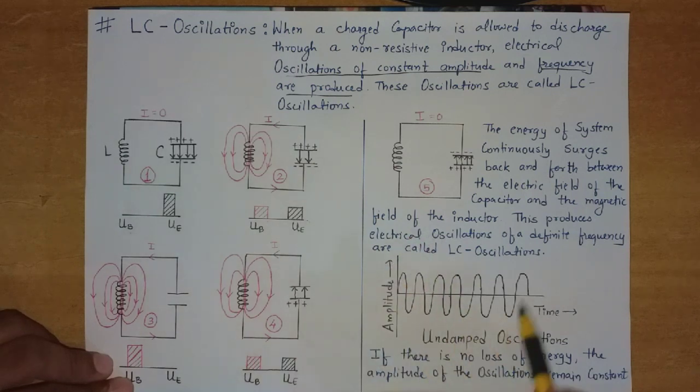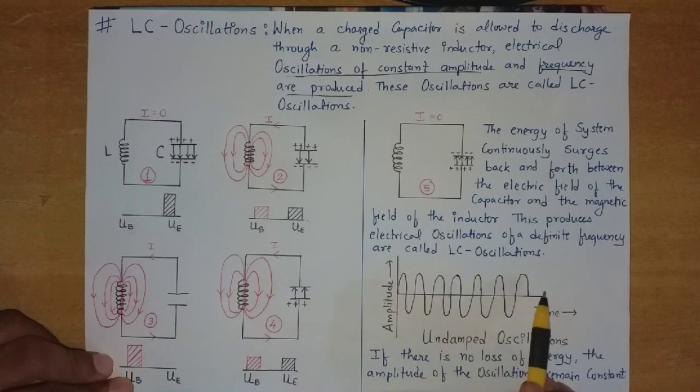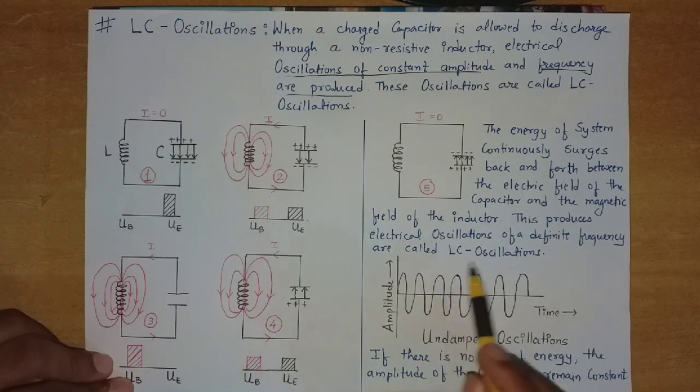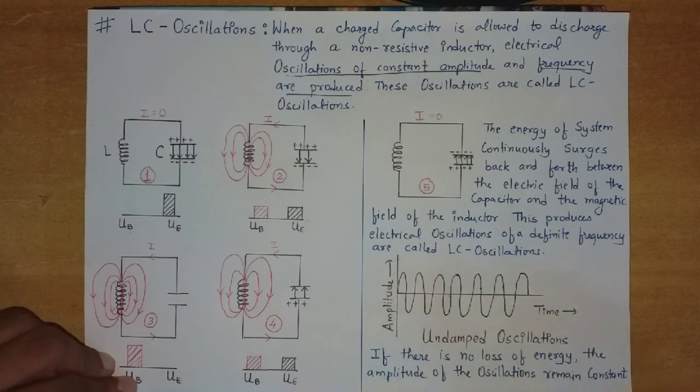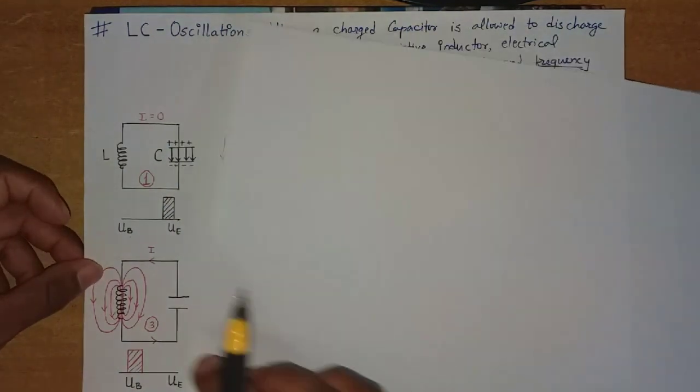Friends, here these oscillations are given. Such oscillations are undamped oscillations, because here we have a constant amplitude and a constant frequency throughout the wave. So such waves or such oscillations are called undamped oscillation. If there is no loss of energy, the amplitude of oscillation remains constant. Clear? If there is a loss of energy, then it becomes damped, meaning the wave's amplitude keeps on decreasing and finally becomes 0. Now let's see the mathematical interpretation of LC oscillation.